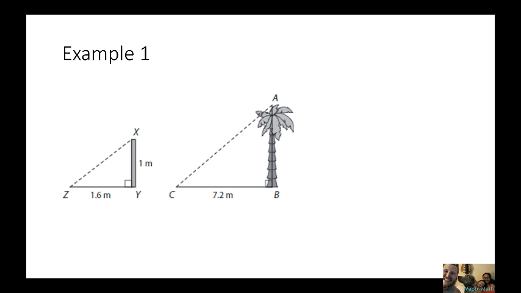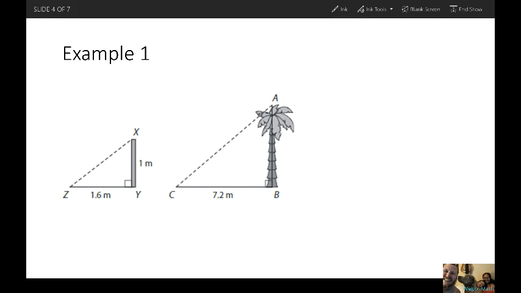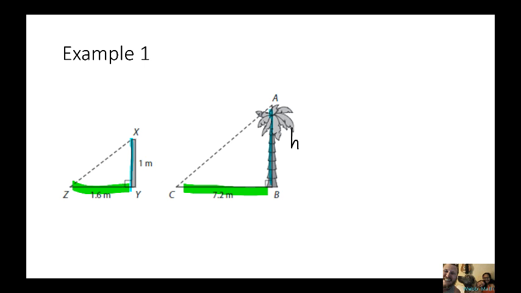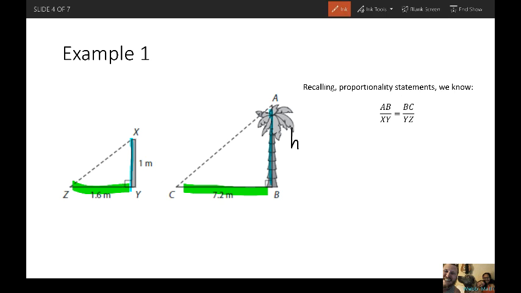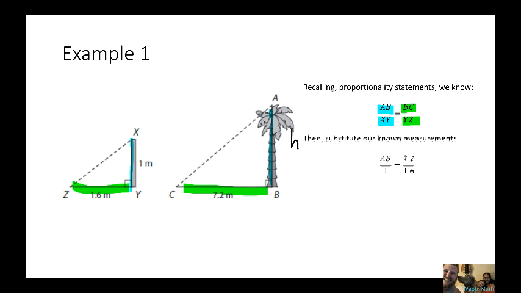All right, example 1. It's exactly like the flag. Basically, you're going to find the height of this palm tree. So you already know that the palm tree is going to be proportional to this wall or fence, and that the shadow should be proportional to the other object's shadow. Therefore, you're going to set up your proportionality statements. So the palm tree is proportional to the wall, and the palm tree's shadow is proportional to the wall's shadow. So we substitute for our known measurements, cross multiply, and AB is 4.5. In context, this palm tree is 4.5 meters in height.